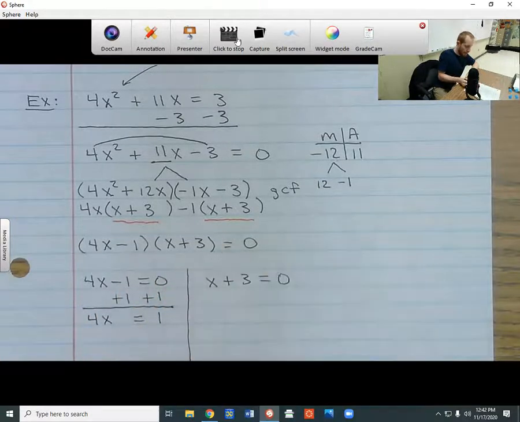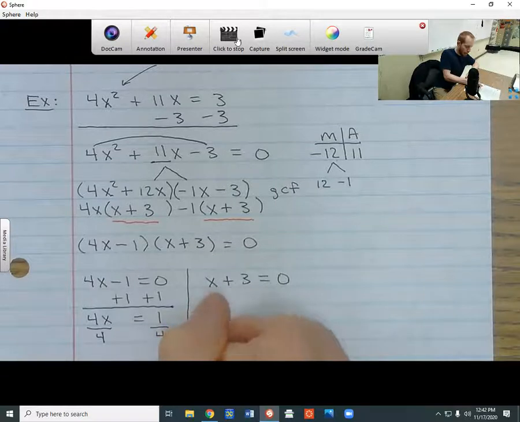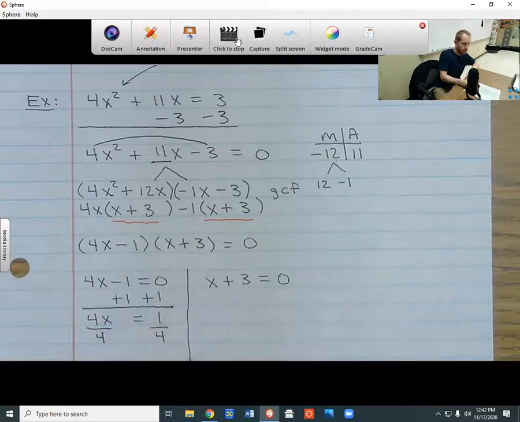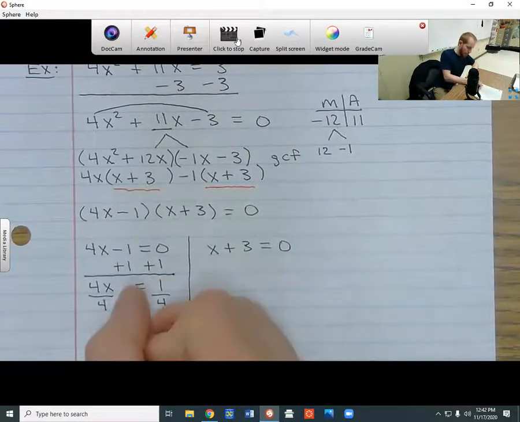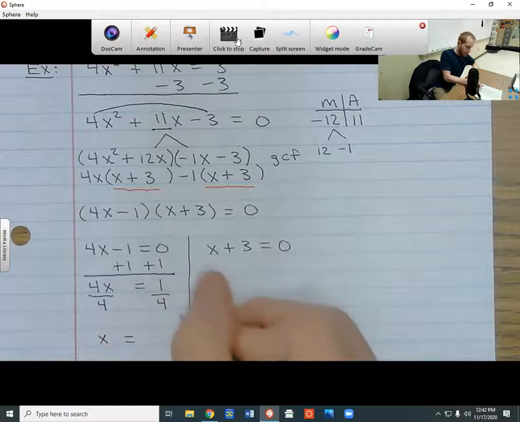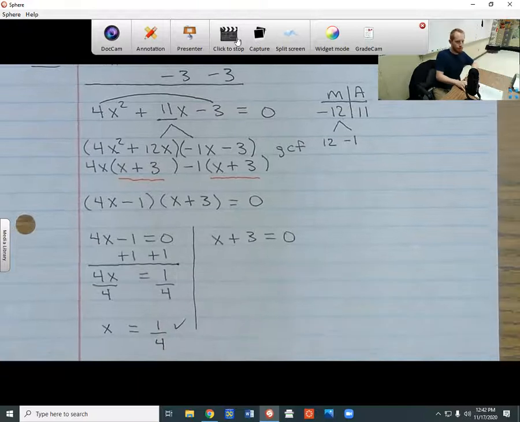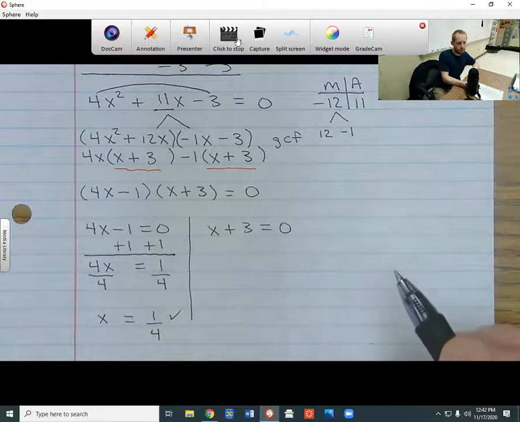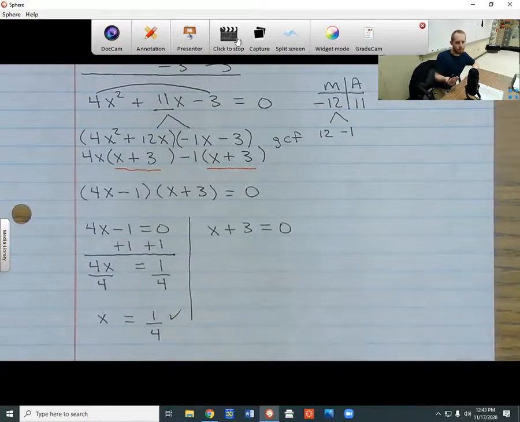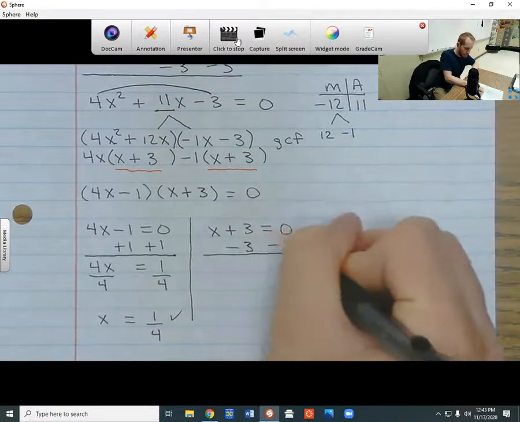And now that I have a 4x, I can divide both sides by 4 to get the x by itself. So that way, I won't have this 4 on this side anymore. It'll turn up on this side. So now the 4's cancel out, the x comes down, and the only thing I have left over here is 1/4. So that's going to be my first solution. And then over here, it's a little bit easier to solve this equation because the only thing I have to do is subtract 3 from both sides. So when I do that, I get x equals 0 minus 3. We know that's going to be -3. So that's my second solution.